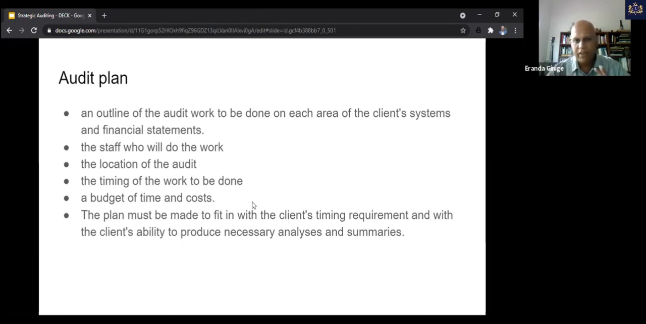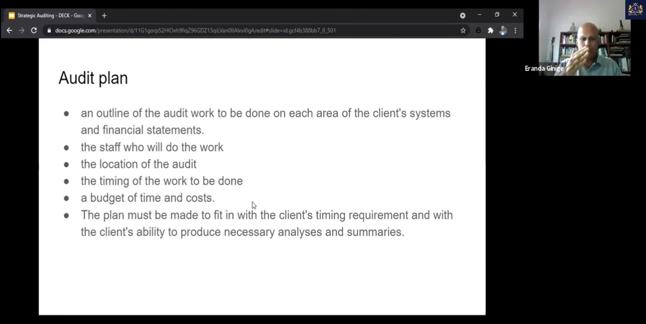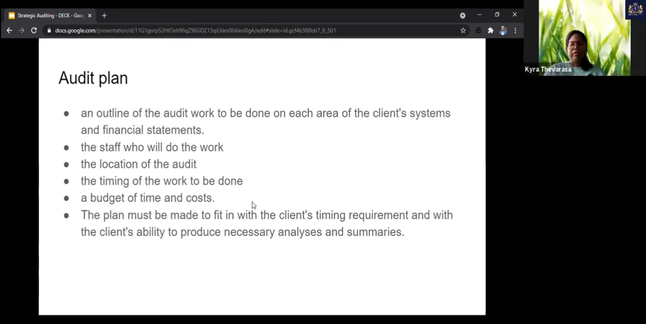And the plan must be made to fit in with the client's timing requirements and with the client's ability to produce necessary analysis and some summaries. So yeah, like if you are planning to do some kind of a questionnaire, then that needs to fit in with the client's timelines as well, right? And all this, your entire audit plan should fall in line with the client's requirement of the audit report, right?